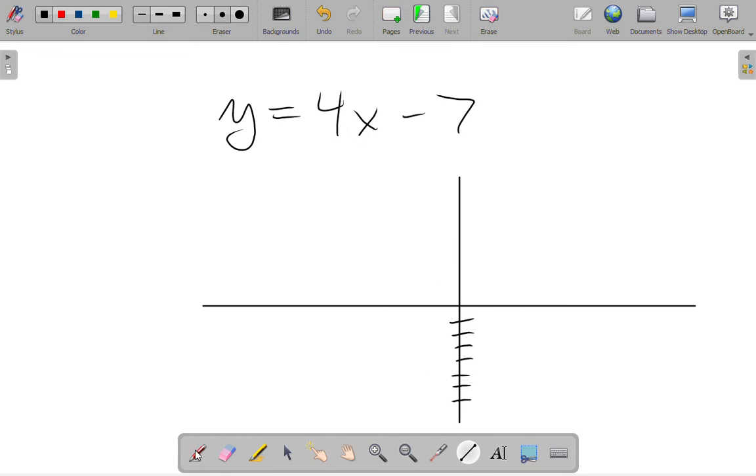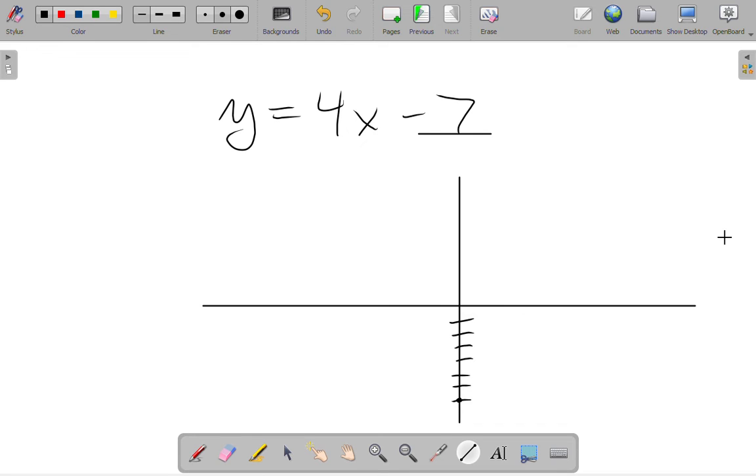Now here's what I don't know. Does it cross at negative 7 and go this direction? Does it cross at negative 7 and go this direction? Does it cross at negative 7 and go like this? That's what we don't know, and that's what we're going to figure out with the slope. But right now, let's just worry about the y-intercept. The y-intercept, that number, is always going to tell us where it crosses the y-axis.